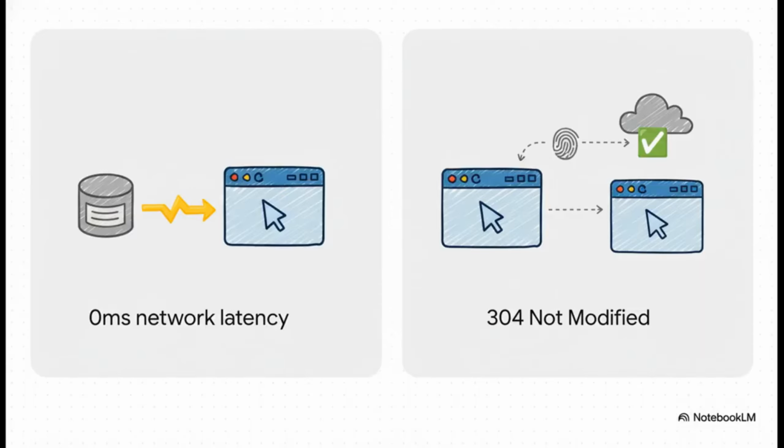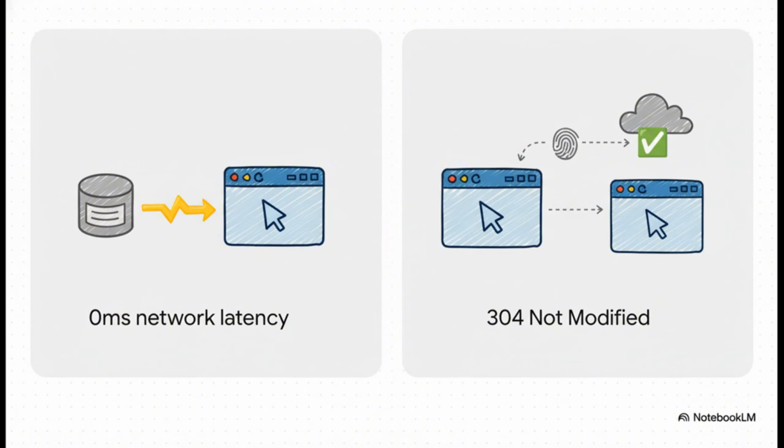So let's see how that plays out. If you visit that site again within the 24-hour window, the browser doesn't even make a network request. It just pulls the file from your disk. We're talking 0 milliseconds of network latency. It's instant. But what happens after 24 hours?